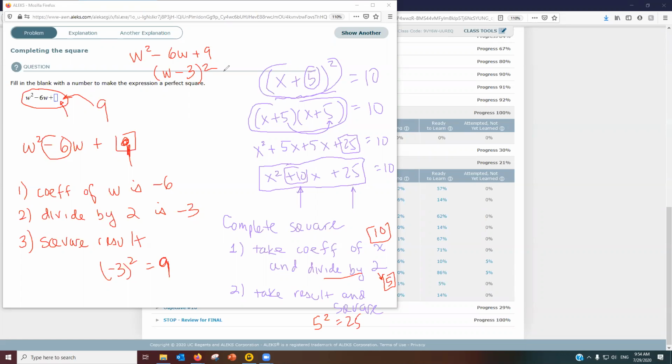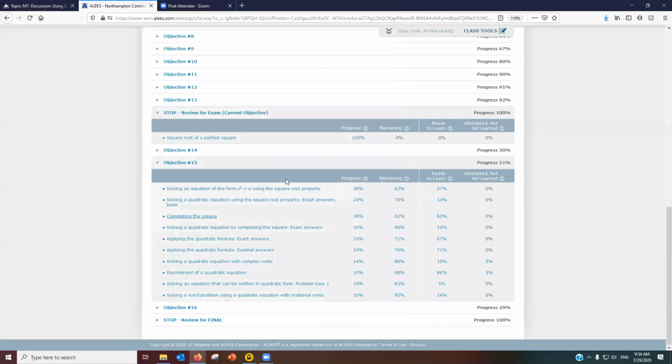So in this example, they really just asked us to come up with this number 9 that allows us to complete the square. That means you're trying to get the expression to be a quantity squared. In this case, it was the parenthesis w minus 3 squared. Okay, so these are the steps to complete the square. All right, well, let's look at an example of actually using this method to solve an equation. So let me go to the next topic.